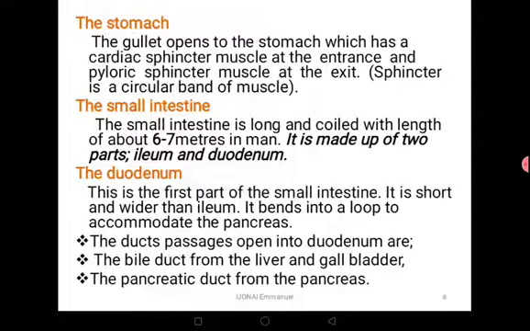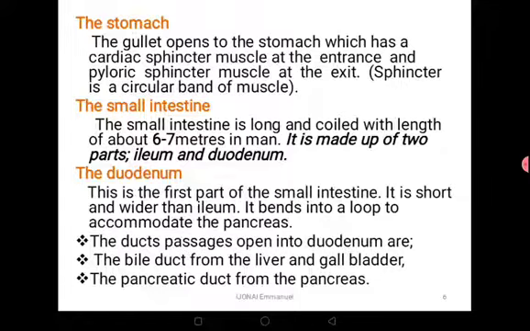It's made up of two parts, the ileum and the duodenum. Those are the two parts of the small intestines. When you combine the two, we call them the small intestines. Let's start with one of them, the duodenum. This is the first part of the small intestine.